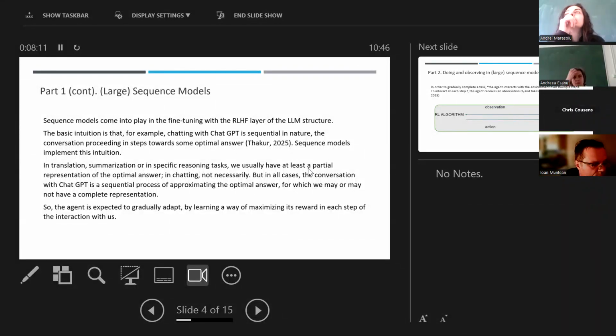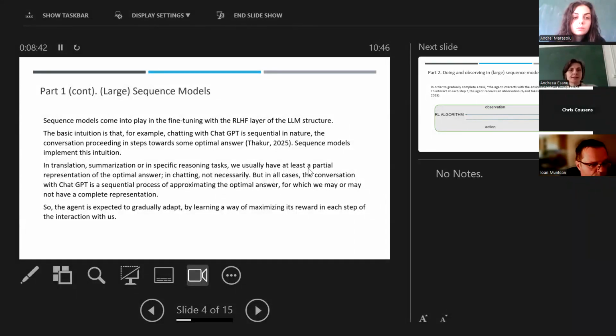In translation, summarization, or in specific reasoning tasks, we usually have at least a partial representation of the optimal answer. In chatting, not necessarily. We may or may not have a representation of where we want to get to. But in all cases, the conversation with ChatGPT, let's say, is a sequential process of approximating this optimal answer for which we may or may not have a complete representation.